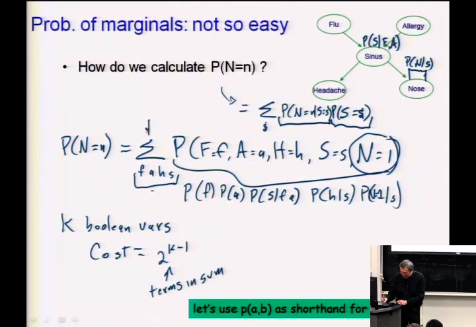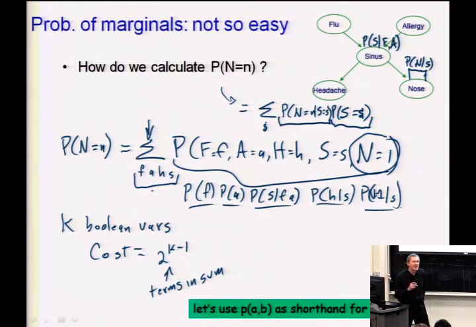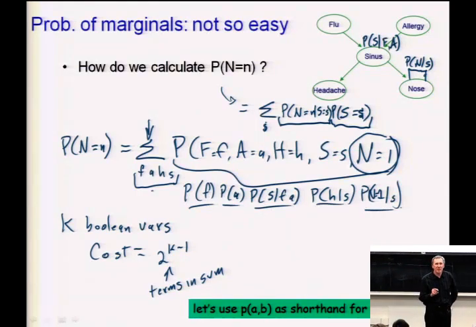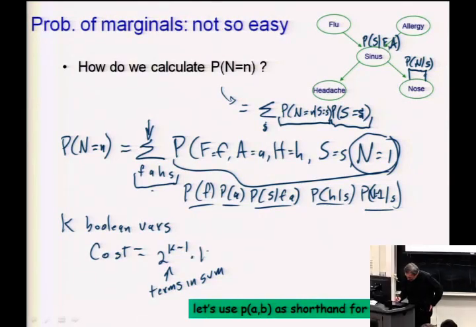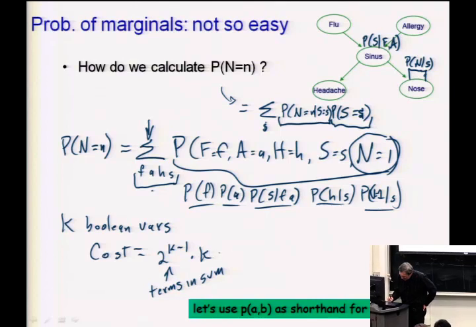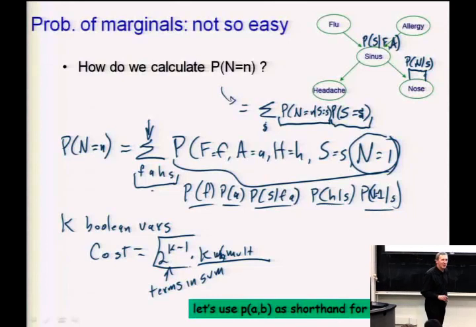There's our sum right here. And then for each of those, we're going to multiply together these numbers. How many of those numbers are there to multiply together? K, the number of variables. Let's say that's K operations, where each operation is a multiply. This is a k-way multiply. So we have 2 to the k minus 1 k-way multiplies that we have to do.